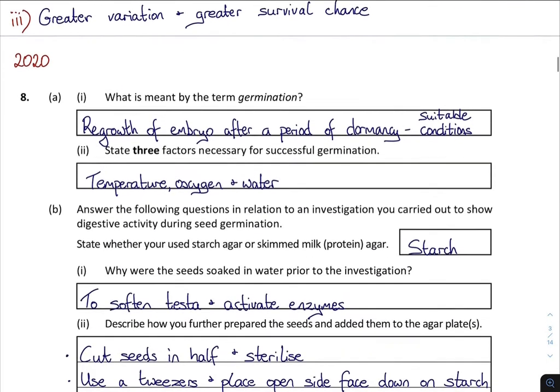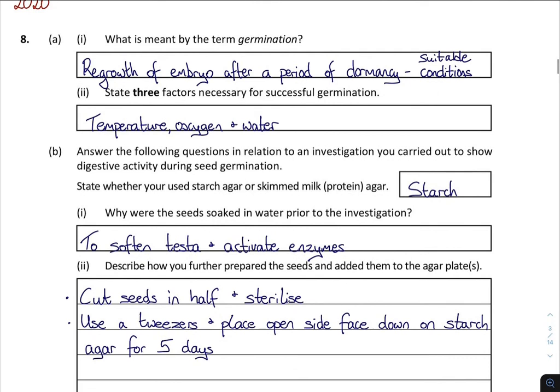Sticking with 2020, students were asked in that year about the experiment to investigate the digestive activity of seeds during germination. Now, part A, which is standard enough that they will ask for this, the theory part of the chapter. What is meant by the term germination? It is the regrowth of an embryo after a period of dormancy, providing that there are suitable conditions necessary.